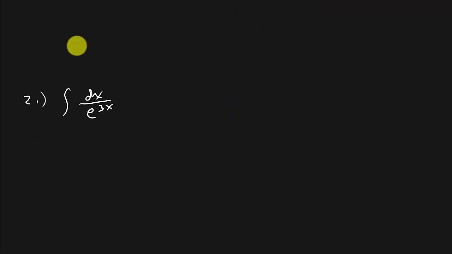So remember, I want it in the form e to the u du. So this one, well, I've got e to a power, but it's in the denominator. That's what's giving me some trouble here. But remember, we can rewrite this as e to the negative 3x dx. Remember, if you move something across the fraction bar, it changes the sign of the exponent.